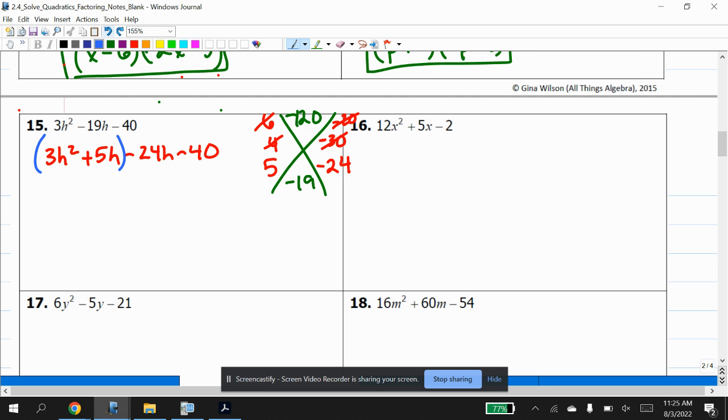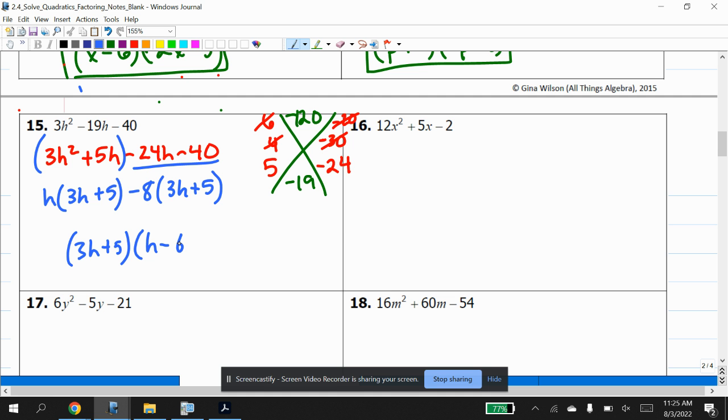What's the GCF of 3h squared and 5h? H. Gives you 3h plus 5. And then we get GCF of negative 24 and negative 40. No, it's going to be a negative because that's a minus sign in the middle there. 8. 3h plus 5. So 3h plus 5, h minus 8. And there's our factored form.